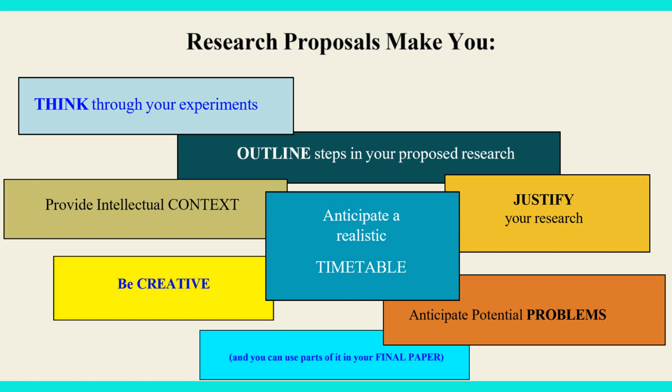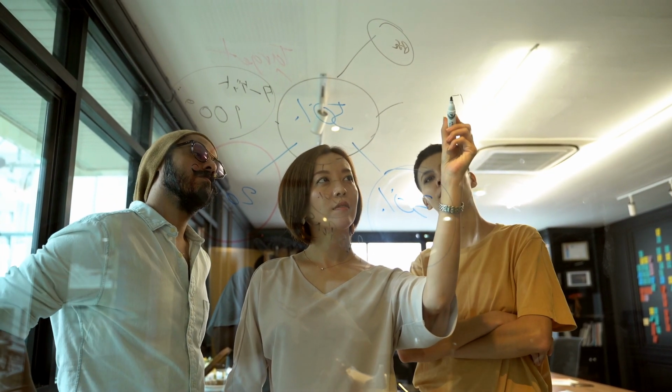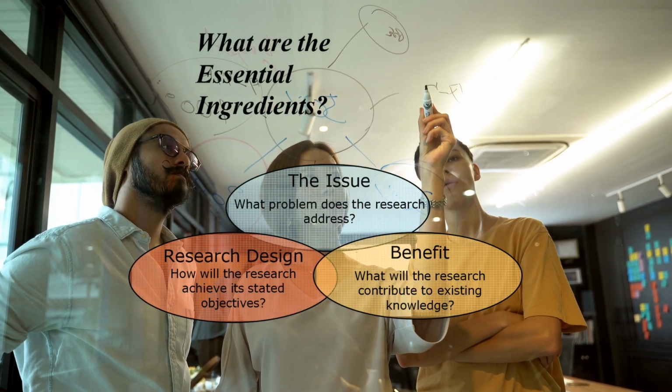And then the last thing that you see on here is that you use parts of your research proposal in your final paper. However, in this lab, I'm not going to actually have you write a final paper. We're just going to say your proposal is enough for you in order to get started on your research. And then at the end of the semester, once you have all your data, you're just going to give a formal presentation, okay? Moving on, back to talking about our proposal, what are the essential ingredients of a proposal?